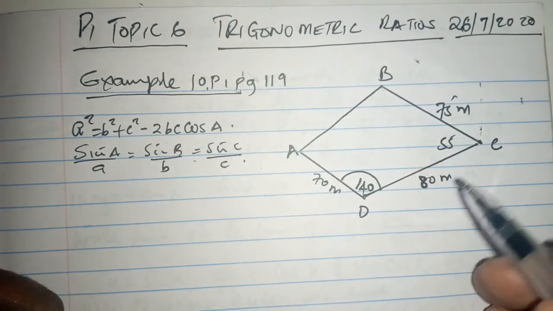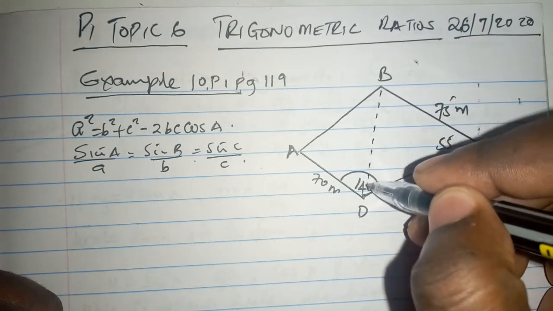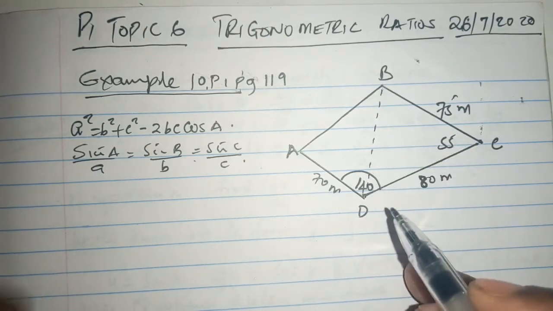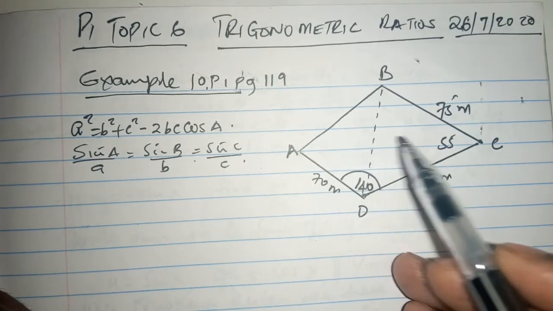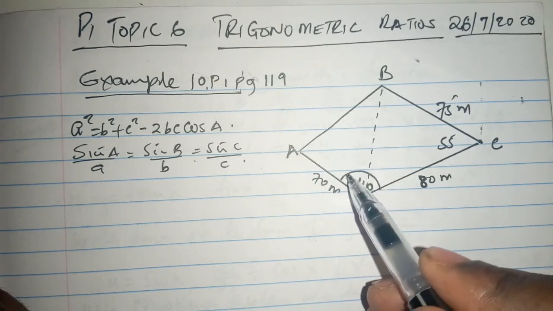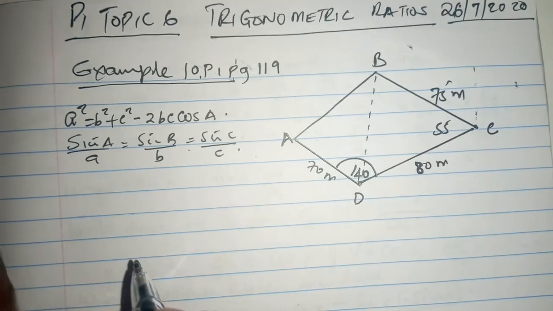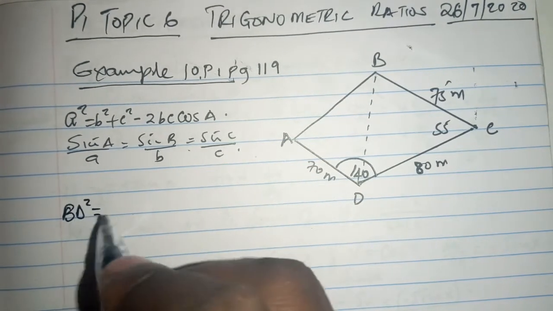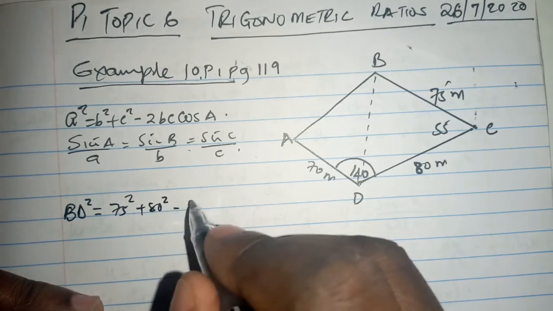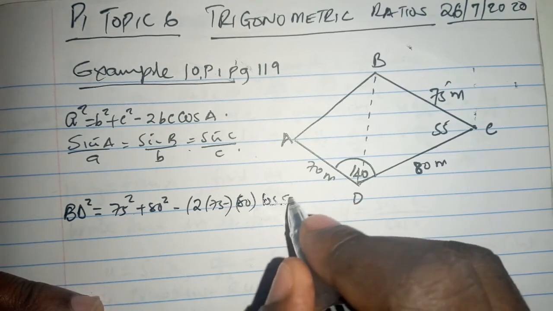So instead of dealing with 140 degrees, we choose to deal with 55, and therefore we drop that height there. We need to get BD to start with, because AB is not straightforward. The moment we have this angle and that side, we can easily get that side. Using the cosine rule, BD squared equals 75 squared plus 80 squared minus 2 times 75 times 80 times the cosine of 55 degrees.